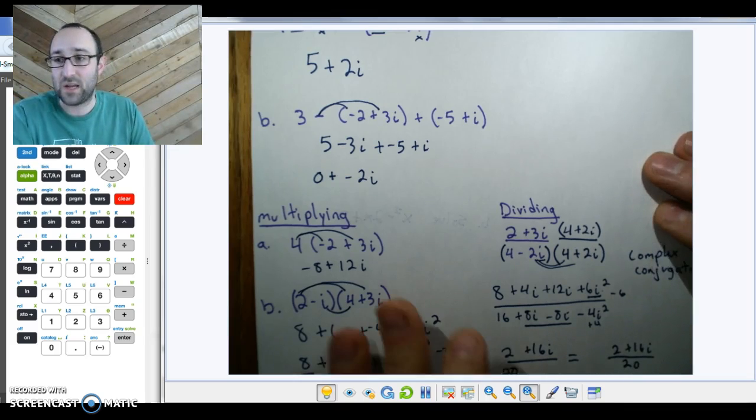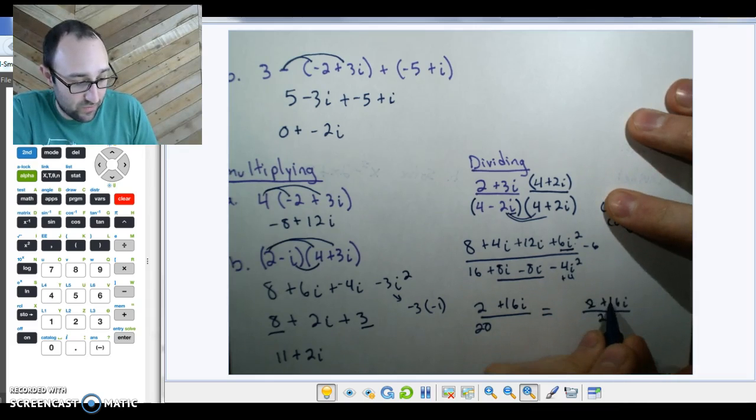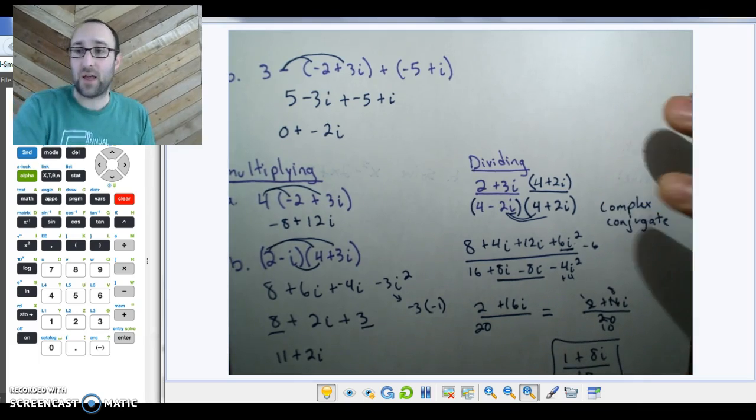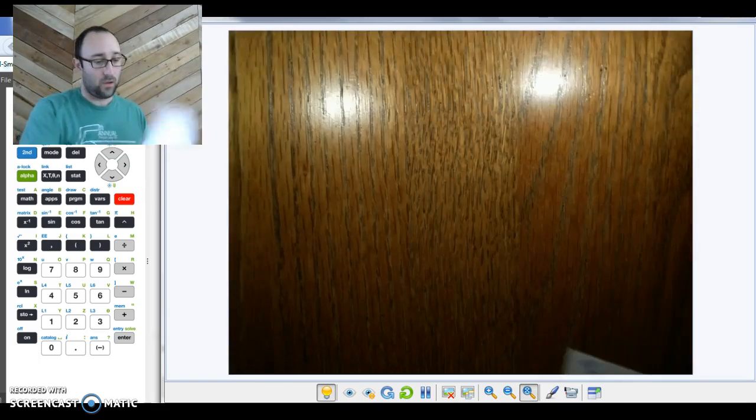Now, can I divide anything out? Yes, I can. They're all divisible by 2, so I'm just going to divide all of them by 2, and I should end up with 1 plus 8i all over 10. And that would be as simplified as it can be. There you go. All right.